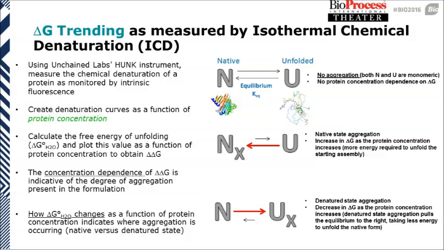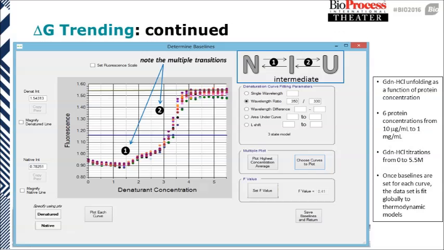This is some data that Unchained Labs put out, showing the various forms of how this denaturation occurs. And then by monitoring it with chemical denaturation, you can get these plots, called DeltaG trending. You're looking at the change in enthalpy as the molecule is unfolded. And as the molecule unfolds, in terms of protein concentration, you can predict the stability of the molecule. So I'm going to show you the data output.